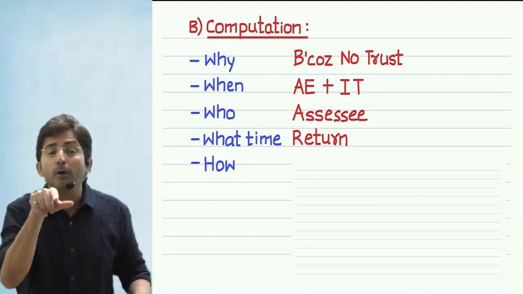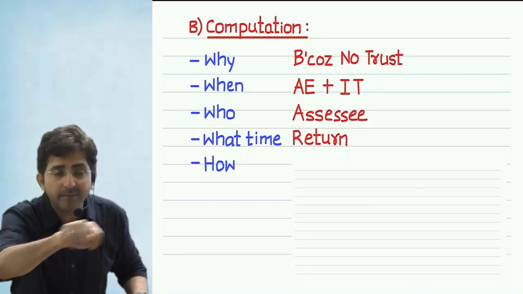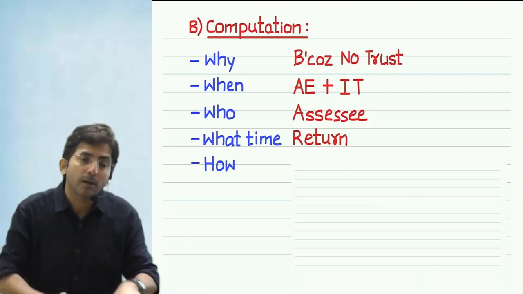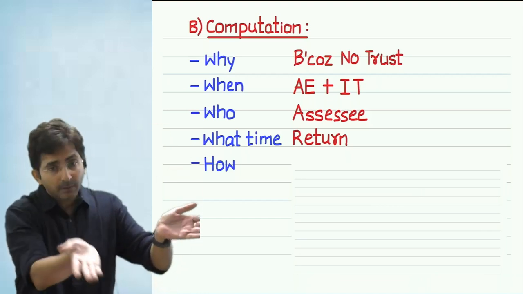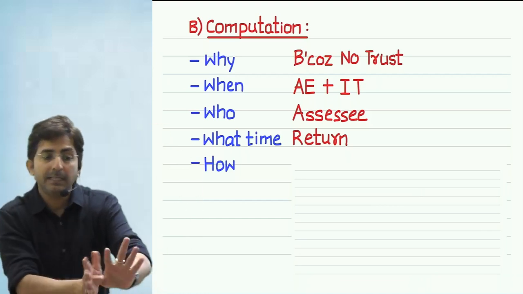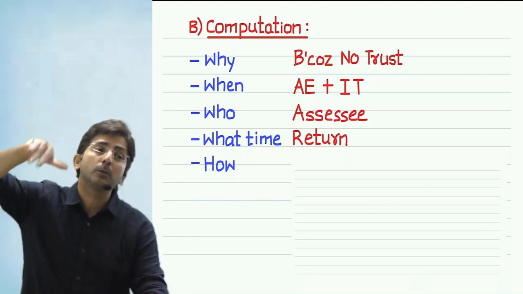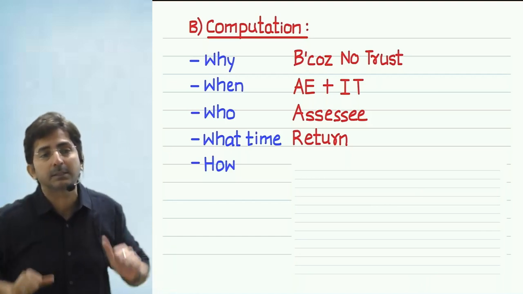And what is the point of dispute? That the method which you selected, the AO does not approve. And when it does not approve, when the dispute starts, who is involved first? The transfer pricing officer. And if he is also not able to resolve it, the matter goes to the dispute resolution panel. So these things are complicated for transfer pricing assessees.